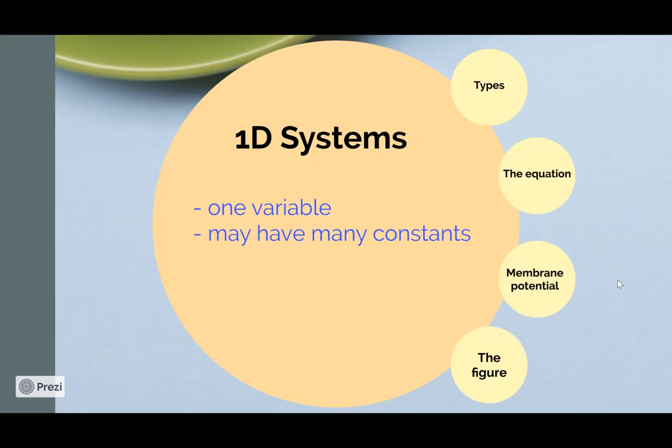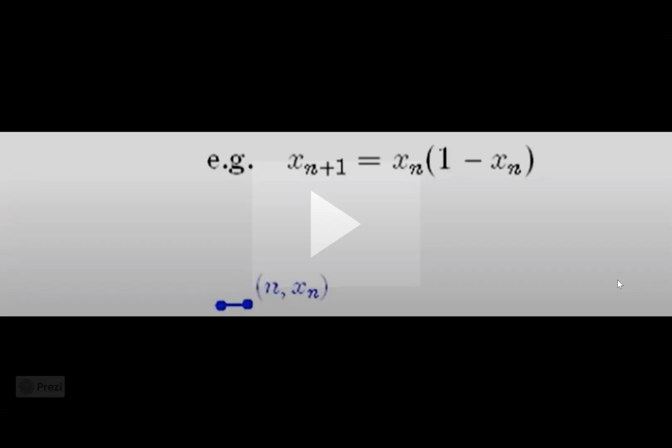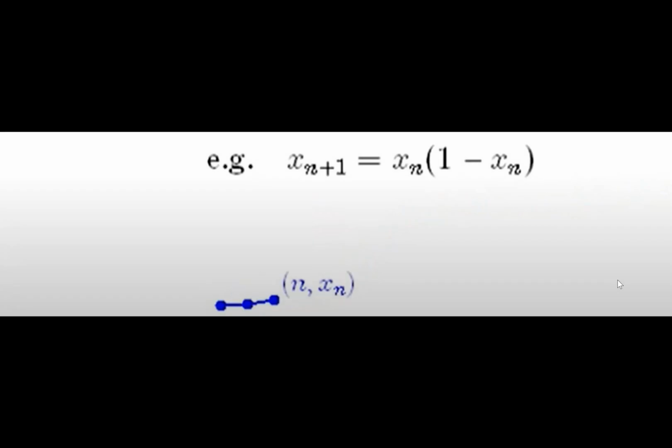So here we learn the geometrical method of analysis of one-dimensional dynamical systems. A one-dimensional dynamical system has only one variable but can have more than one constant. In general, a dynamical system can be continuous or discrete, depending on whether it is described by a differential or a difference equation. A difference equation is a discrete version of a differential equation.